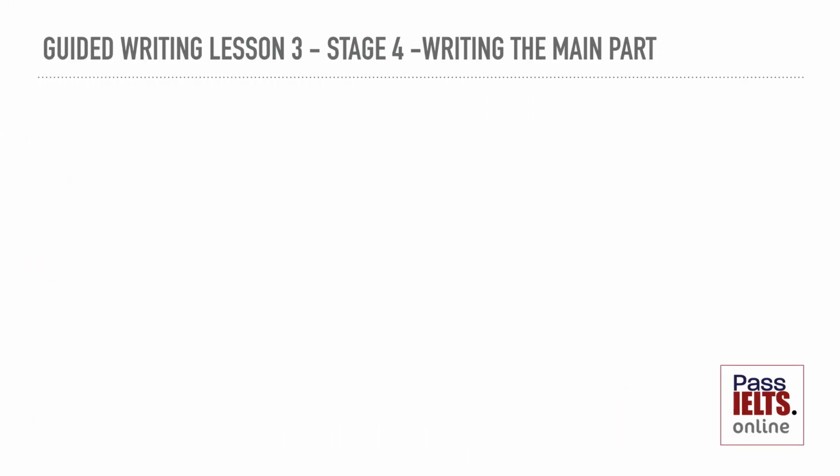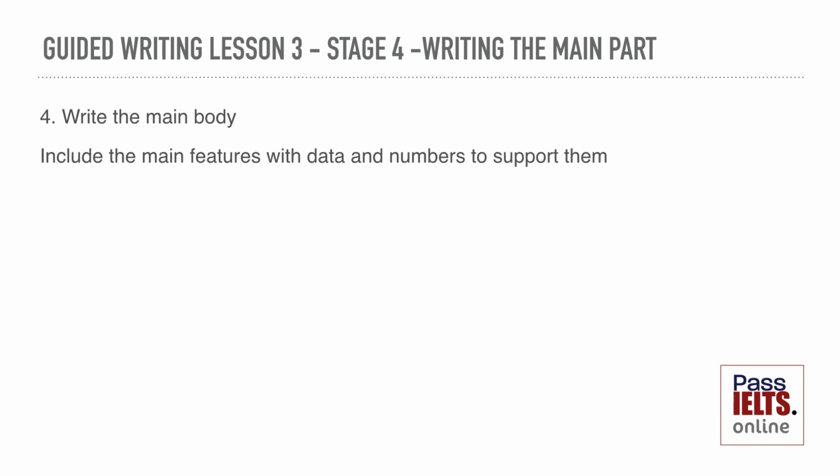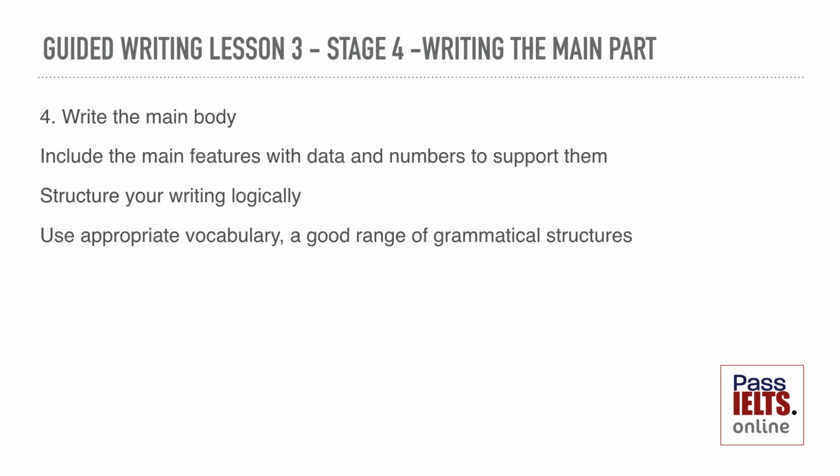Now you need to write the main body. You have to include the main features which you circled or chose in the planning stage, and you need to support these with data and numbers from the map or the plan. You also need to think about the structure of your writing, as it's important that it is well organised and progresses clearly in order to get a good score. It doesn't matter how you organise your writing, but it must be logical and clear. You should make sure you use appropriate vocabulary and a good range of grammatical structures.